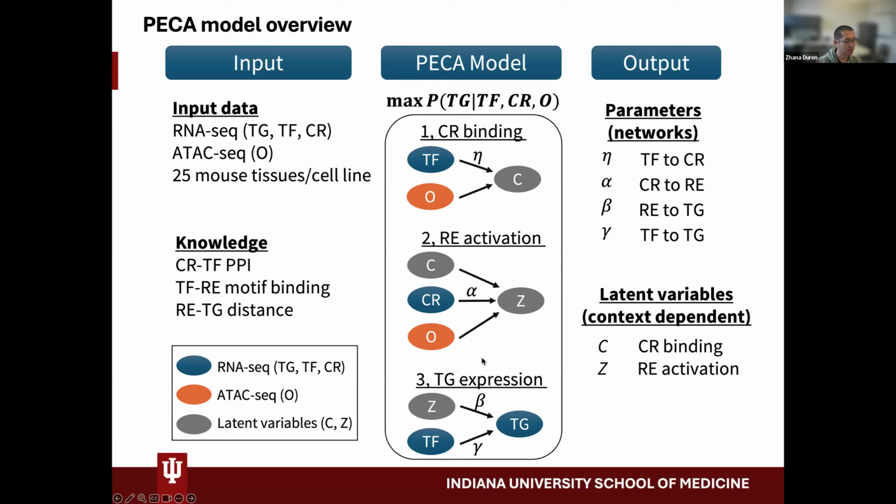We fit these 3 equations jointly, and the output is the parameters at different levels: TF to CR interaction or recruitment, CR to RE with an alpha parameter, RE to TG with the beta parameter, and TF to TG with the gamma parameter. We learn these different levels of networks, and we also learn the latent variables of CR binding and RE activation.